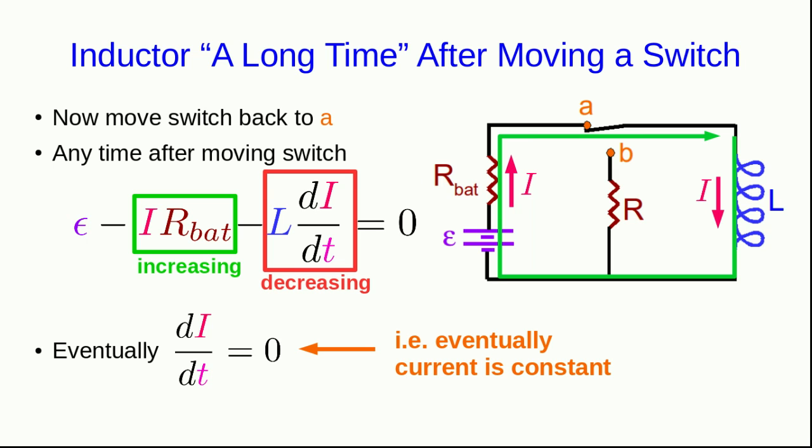Or in other words, eventually the current is constant. Note, the current isn't 0 now, it will simply be some constant value. And this is the endpoint for after we've changed a switch when there's an inductor. Eventually the current will be constant through all the inductors in the circuit.